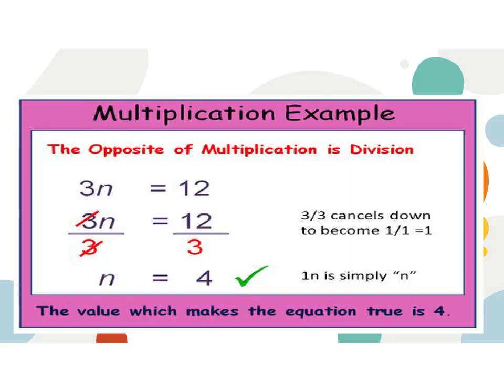Here is another example of a multiplication equation. We see 3 times n equals 12. We would divide both sides of our equation by 3 to get n by itself. So 3 divided by 3 is 1, so n now has a value of 1, or just n. 12 divided by 3 is 4, so n equals 4 in this equation.